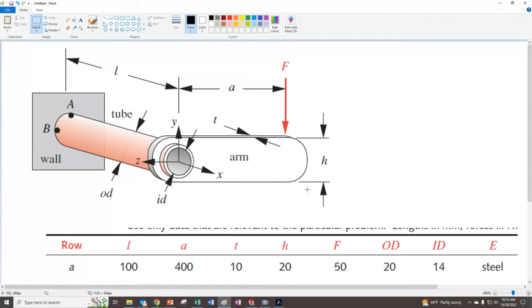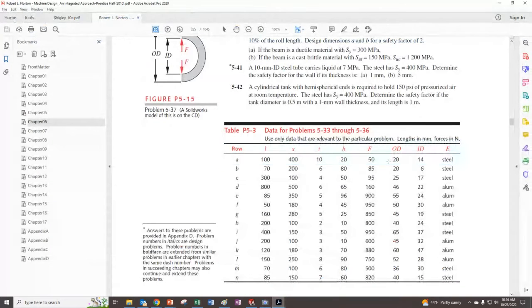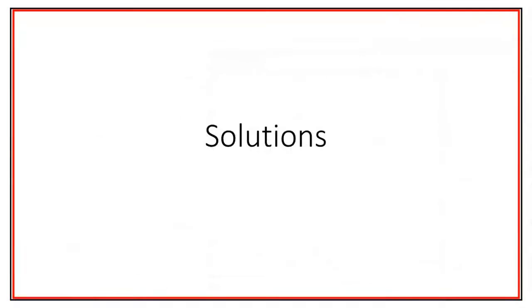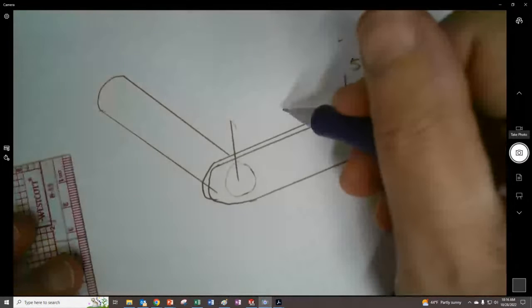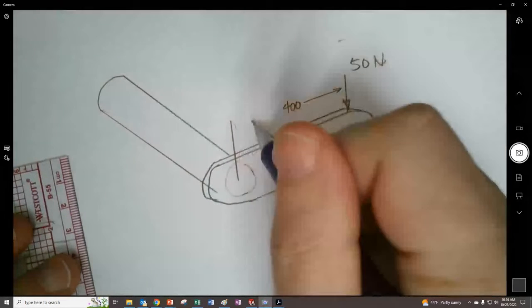So the force on this is going to be 50 pounds. I'm assuming that's 50. Actually, these are probably millimeters, aren't they? Let me see. These are all in millimeters. Okay, so sorry about that. And newtons. So let's go here, and this dimension A is between these two right here. So here's 400 millimeters in between there and there.